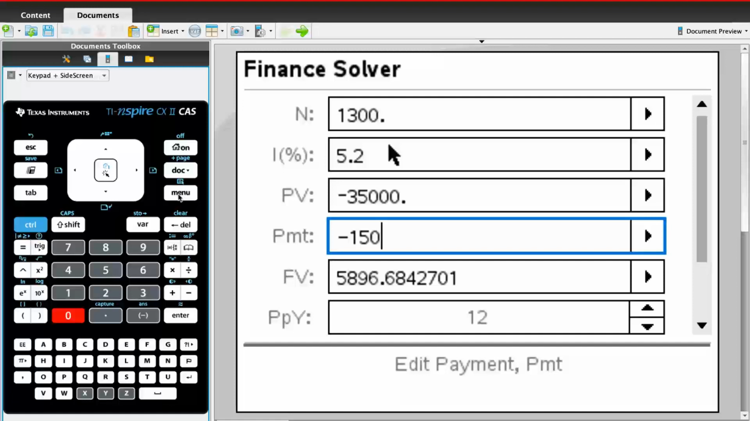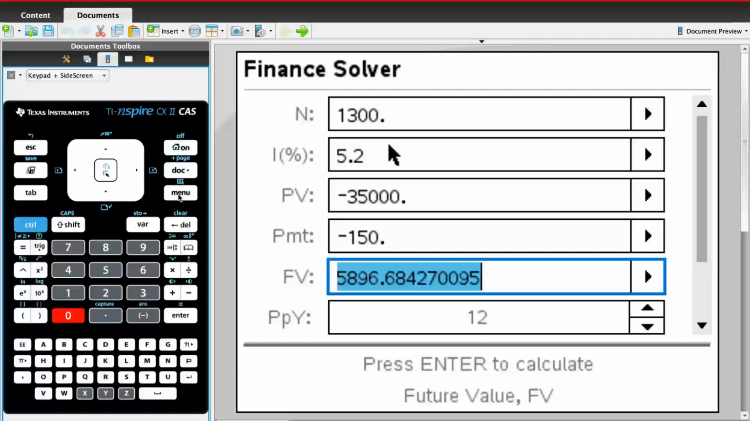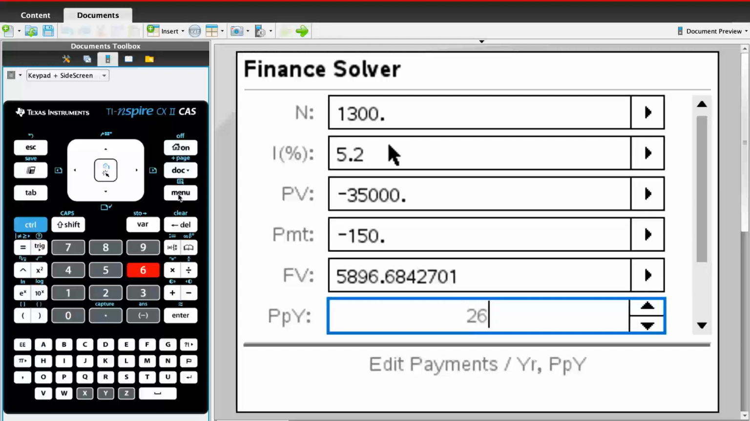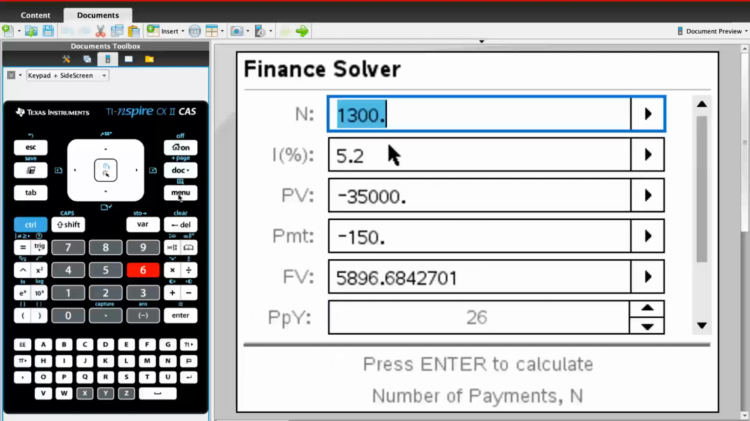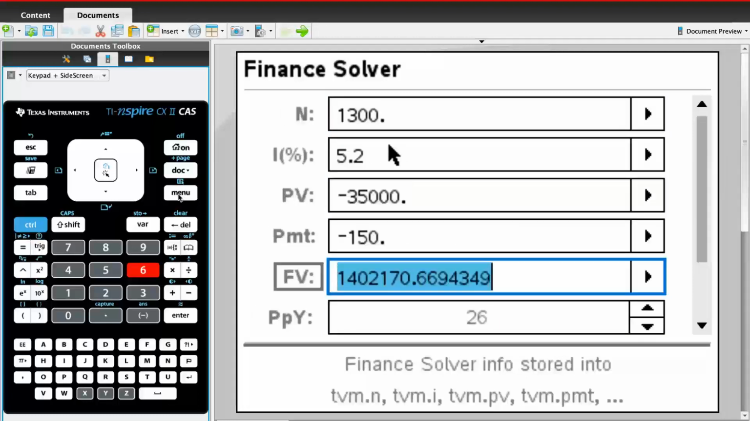And we're interested in what the future value will be, but before we do that, we need to make sure that we note that the PPY is 26, as is the CPY. So we'll go back down to future value and solve for that. So that seems quite a large number, but remember you're talking about 50 years hence. $1,402,171 roughly. So that's the answer to B.